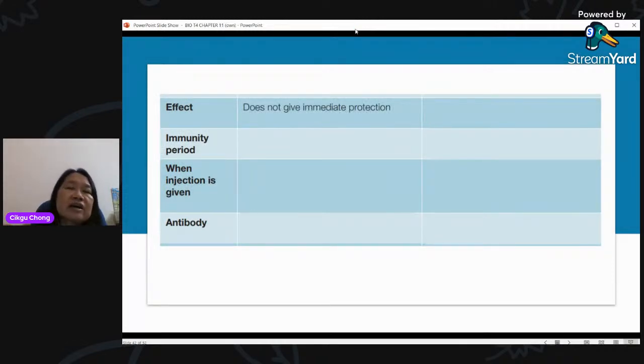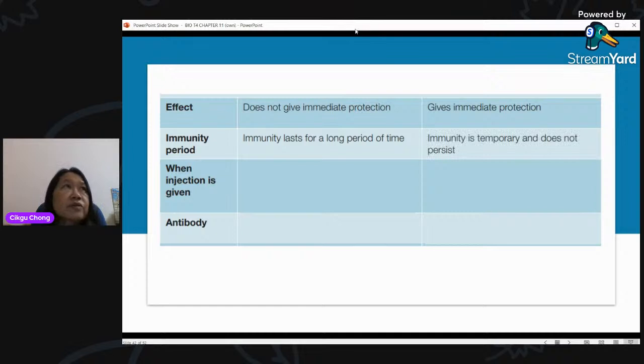For this vaccination, it does not give immediate protection. It requires time because your lymphocytes are making the antibody. Next, the anti-serum gives you immediate protection because the antibody is given directly into your body. That is antibody. Immunity period for vaccination is a longer period of time, but for anti-serum, immunity is temporary, it does not last.